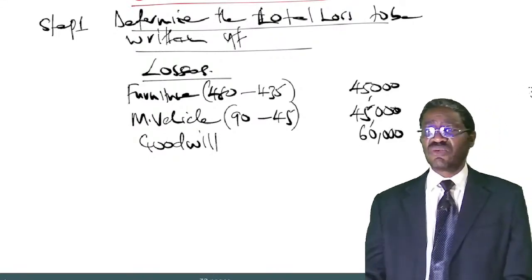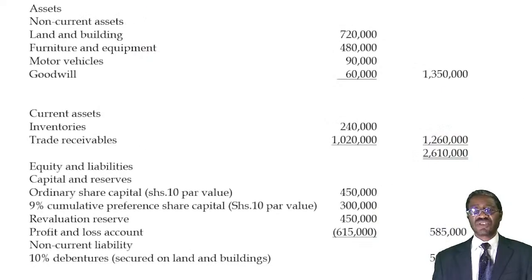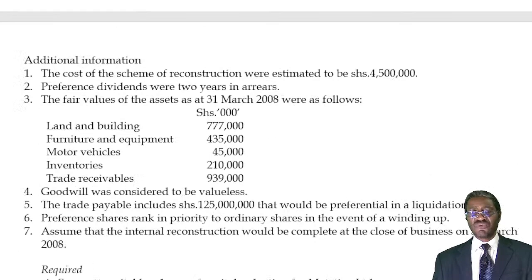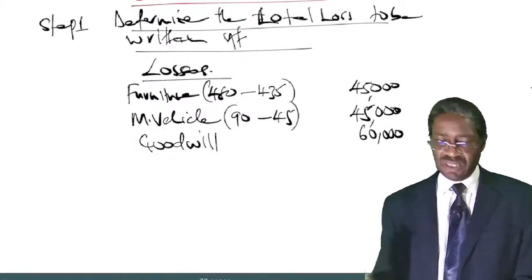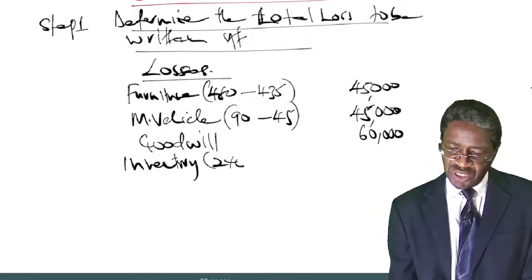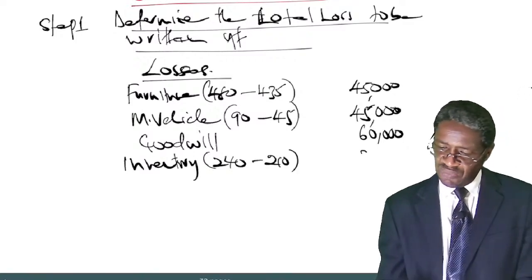Next, after goodwill, we go back to the balance sheet. What's the next asset? After goodwill, the next one is inventory. I think it was a loss. Book value, I can see 240. Book value 240 for inventory. What about fair value? Fair value for the inventory, I can see it here, 210, a loss of 30. So just come and see your inventory, 240 minus 210. That gives us a loss of 30.